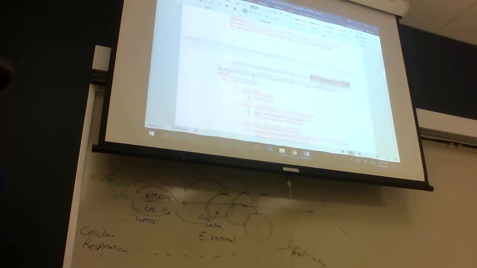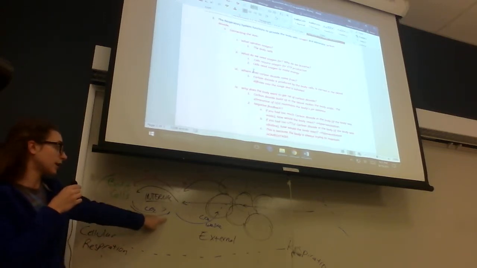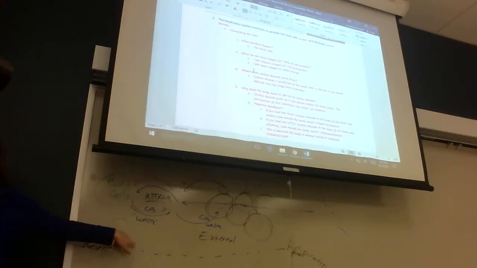Going down to number 2, the respiratory system functions to provide the body with oxygen and eliminate carbon dioxide. Body cells need oxygen, as we saw here. Carbon dioxide, as we said earlier, is a waste product. So we want to get rid of that. We don't want any buildup of waste in our bodies.